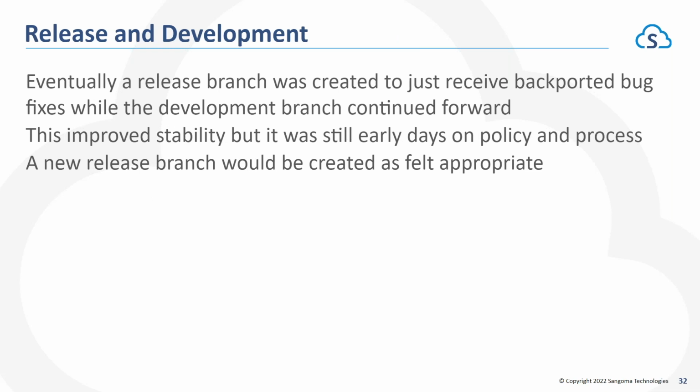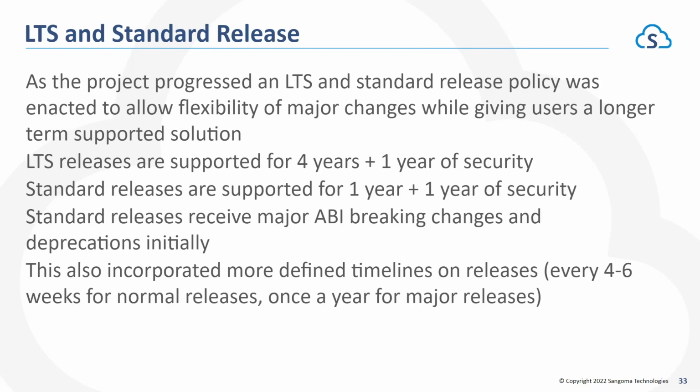However, as things progressed, a release branch was eventually created that just received backported bug fixes, while the development branch continued ever forward. This improved stability because things weren't majorly changing in the release branch, but it was still early days on policy and process, and a new release branch would be created as felt appropriate. These days, we have a well-defined, long-term supported and standard release process. So as the project progressed, this policy was put into place to allow the flexibility of major changes while still giving users more stability and a long-term supported solution.